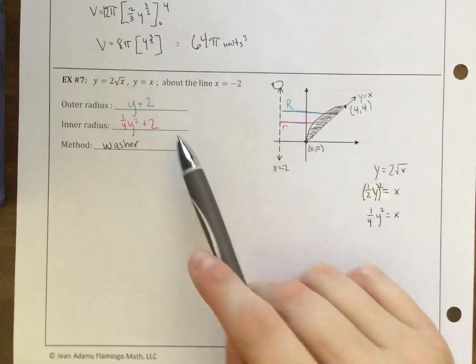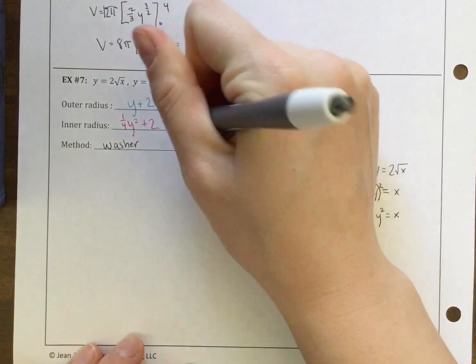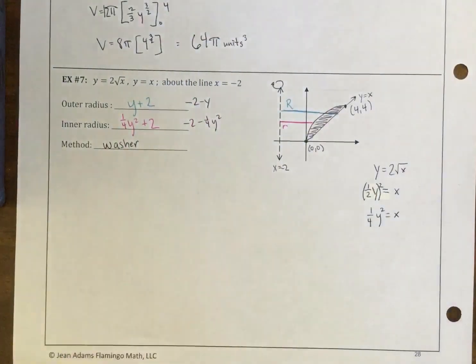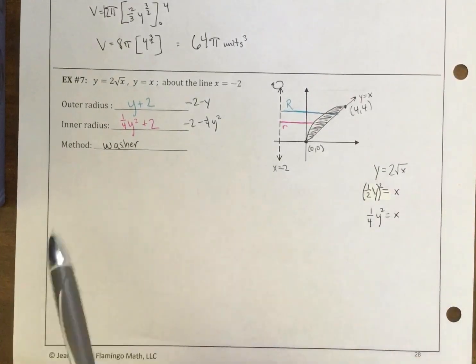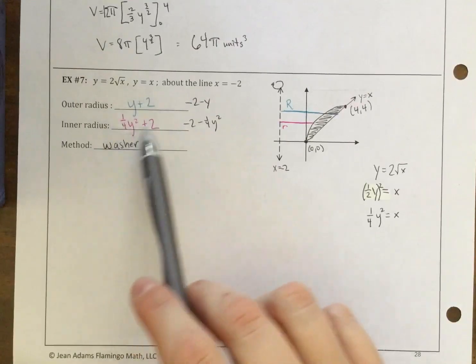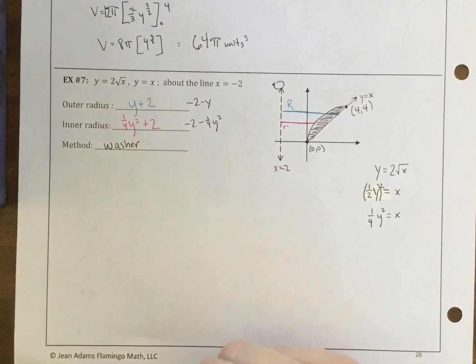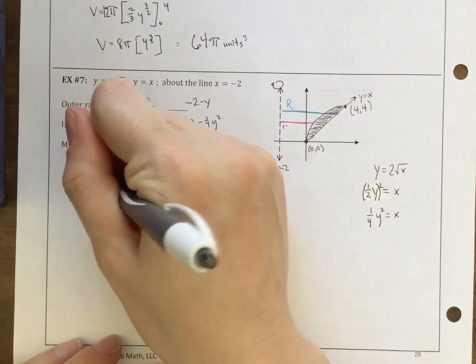If you wrote these differently, it's possible that you wrote it as -2 minus y and -2 minus 1/4 y squared. If you were measuring from the other side, it's fine, because when we square it, everything's going to turn out just peachy. I like thinking of it this way better, but if you wrote it this way, that's fine. So go ahead and set up your integral, work out some math, and turn it on when you need to check.